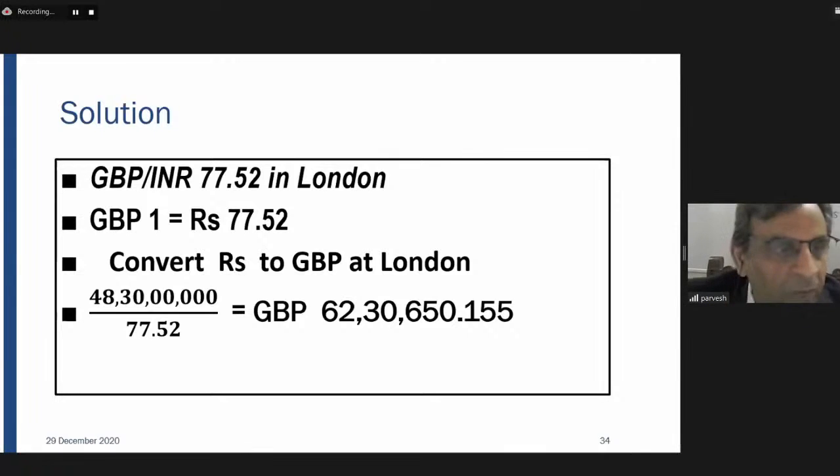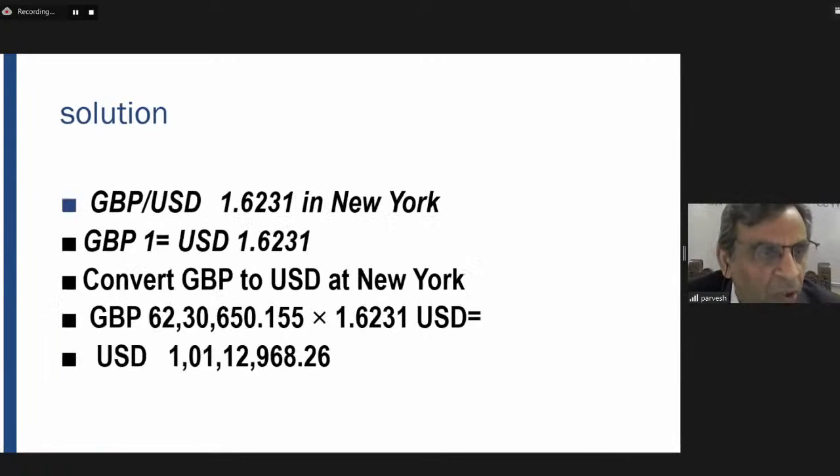Now he is going to convert pounds into dollars and see how much he gains. We know that 1 pound is equal to $1.62. So that means 62 lakh 30,000 pounds will be equivalent to 1 crore 1 lakh $12,968. Originally he had $1 crore. Now he has got 1 crore 1 lakh $12,000.